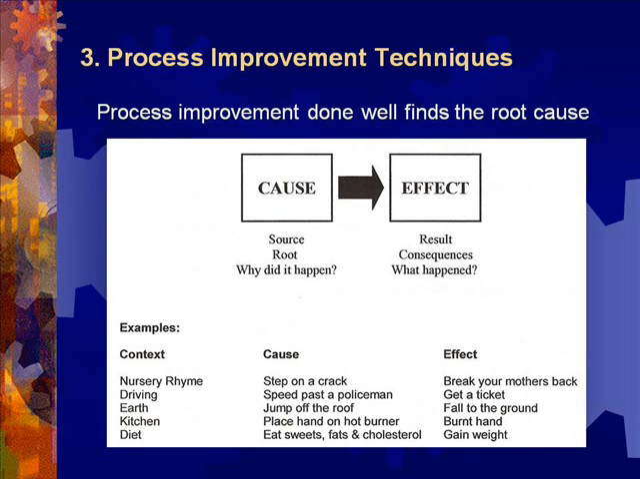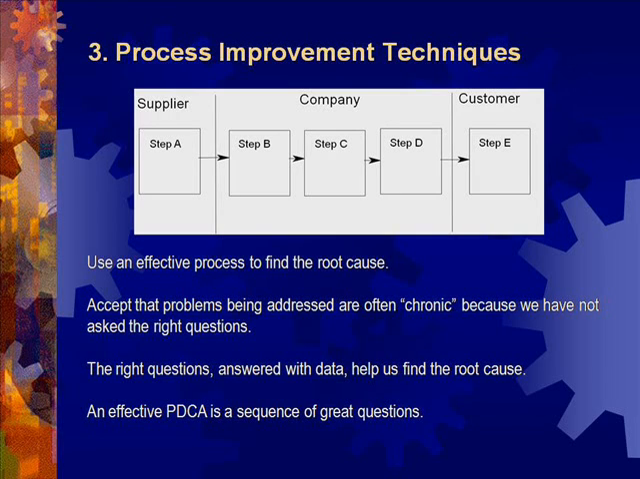A flowchart documents cause and effect. In trying to improve a process, we're trying to find the cause that is giving us the effect that we don't like. We're surrounded by cause and effect in everything we do on this planet. Process improvement provides an effective way to identify the causes that are giving us the effects that we don't like.